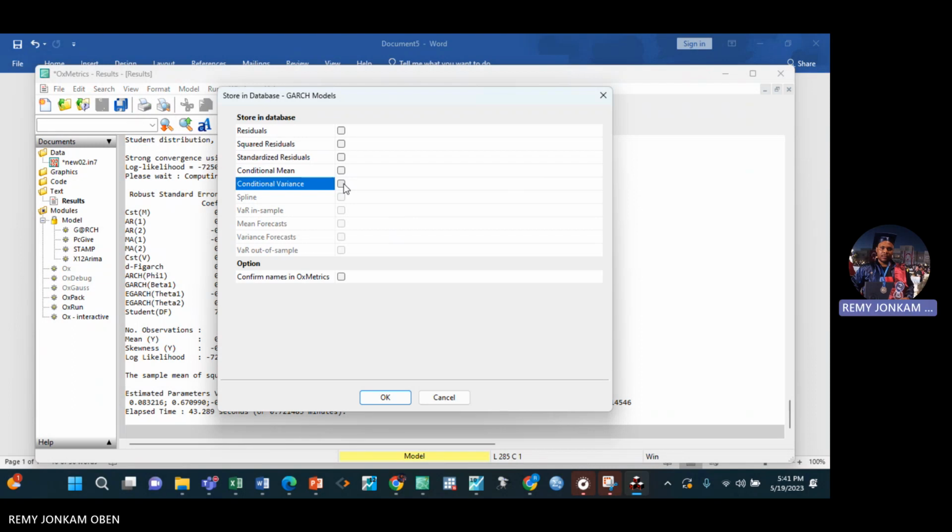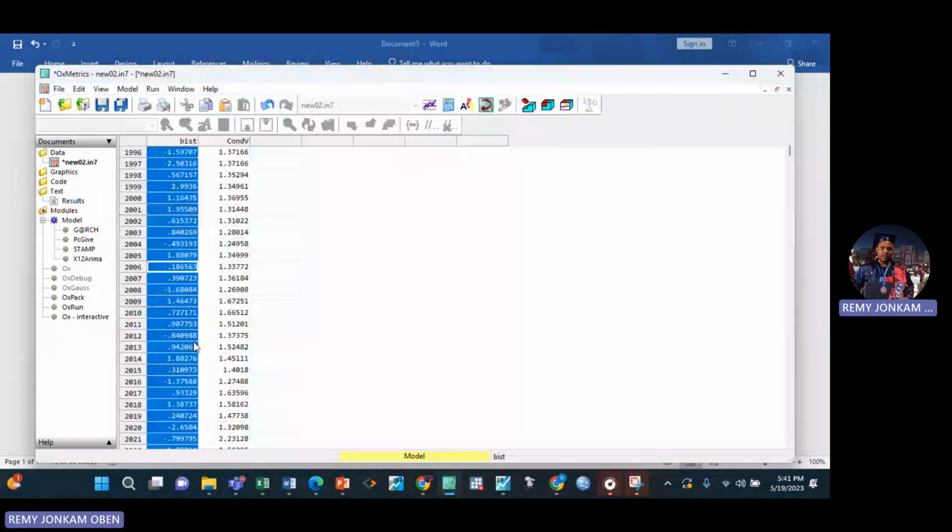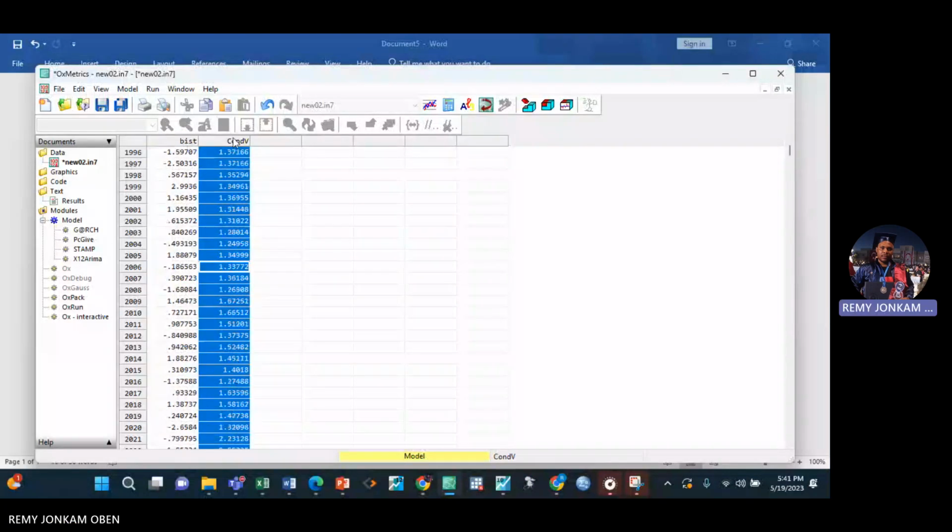Our initial variable we brought in from Excel, right? So you see now it has generated our conditional variance variable, which is actually the volatility. Copy it and paste it on Excel, or take it to EViews and use it. So if you want volatility as a variable to use, maybe you want to investigate the impact of volatility on something, this is how we generate it.